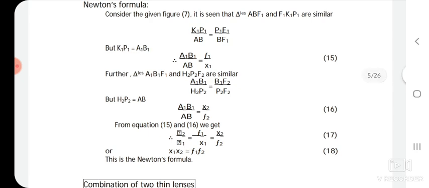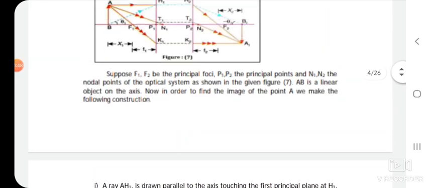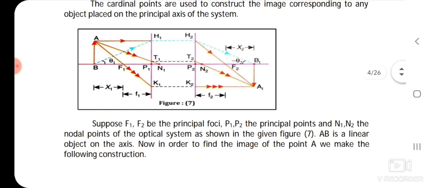Just try to solve it on your own by using this ray diagram. We have to compare two triangles. In object space, we have to consider A B F1 and K1 P1 F1. In image space, we have to consider A1 B1 F2 and S2 P2 F2.